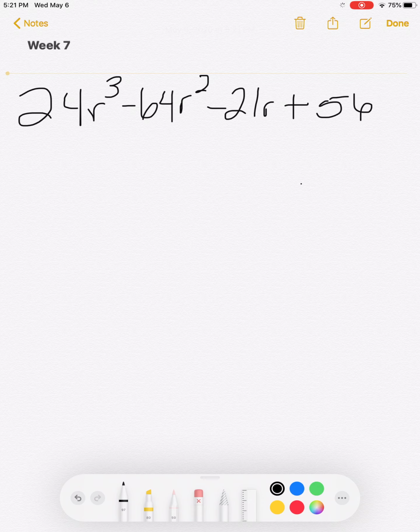I'm doing week 7 assignment number 1, and it's number 8. So this is number 8 on the assignment. It's factor by grouping. Factor by grouping works when you have a total of 4 terms. So what I'm going to do is partner these two up together, and then partner these two up together, and then I'm just going to rewrite the problem, and I'm going to put the first two that I partnered together in a set of parentheses.